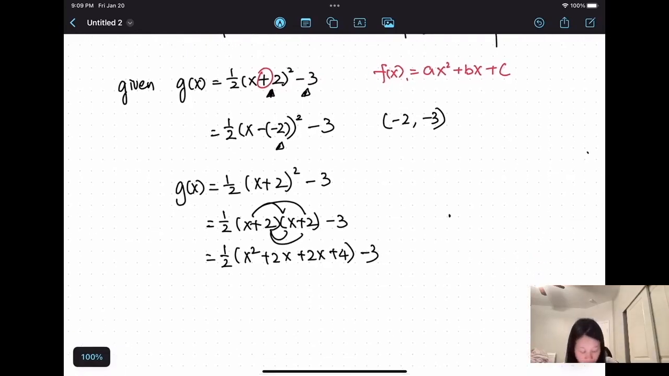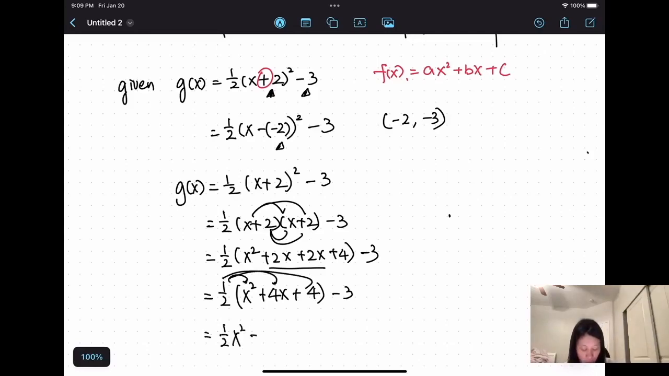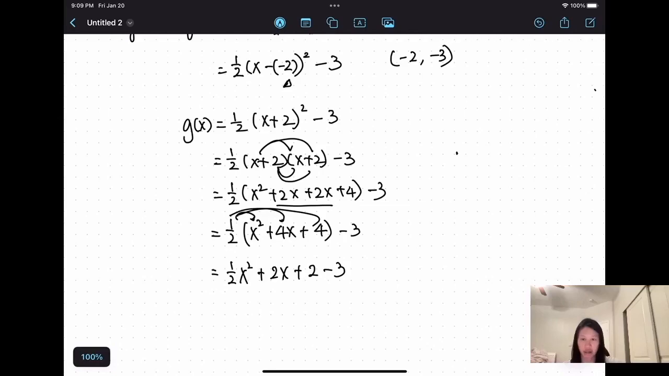We merge the like terms. I have 1/2 times (x squared plus 4x plus 4) minus 3. These are like terms. And then distribute the 1/2 inside the parentheses. I have 1/2 x squared plus 2x plus 2 minus 3. And then again, we merge the like terms together. I will have 1/2 x squared plus 2x minus 1. So these are the steps to write the quadratic function from the vertex form to the standard form.